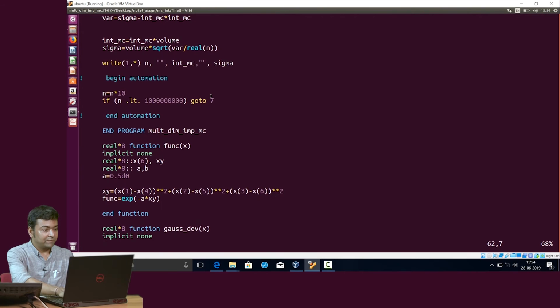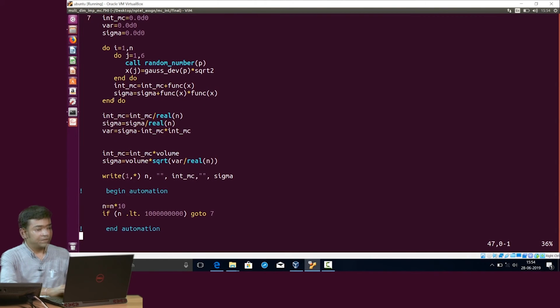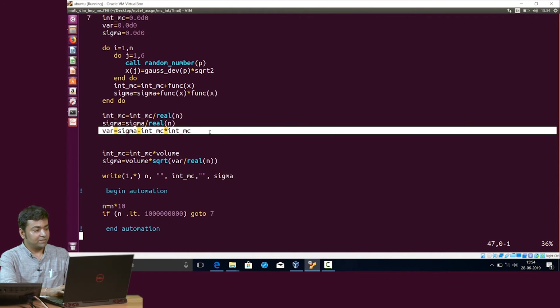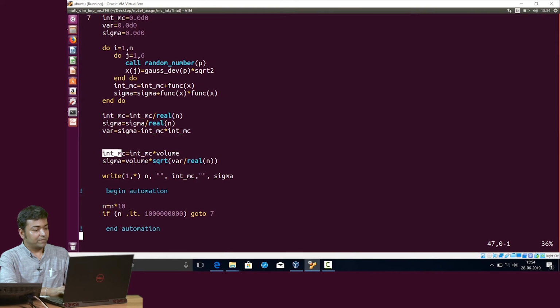Once this function is evaluated here, I compute the average in this line. In a similar way, I compute the sigma by computing the average, then I compute the variance. Then I multiply it by the factor of pi whole cube and the sigma also by volume and square root of n, and then I print them out in the file. So, this is how the code works.